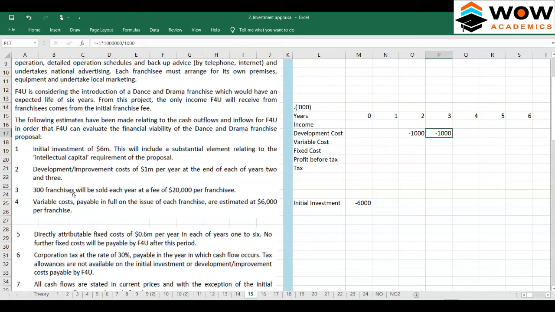Okay, 300 franchisees will be sold each year at a fee of 20,000. So if you want, we could put it like this: 300 franchisees will be sold at 20,000 rate. We are working the sum in thousands, so we have to put a division like this. So we'll just check it once more: 300 franchisees into 20,000. We work out the sum in thousands, so the answer is 6,000. It's going to be for all the 6 years.